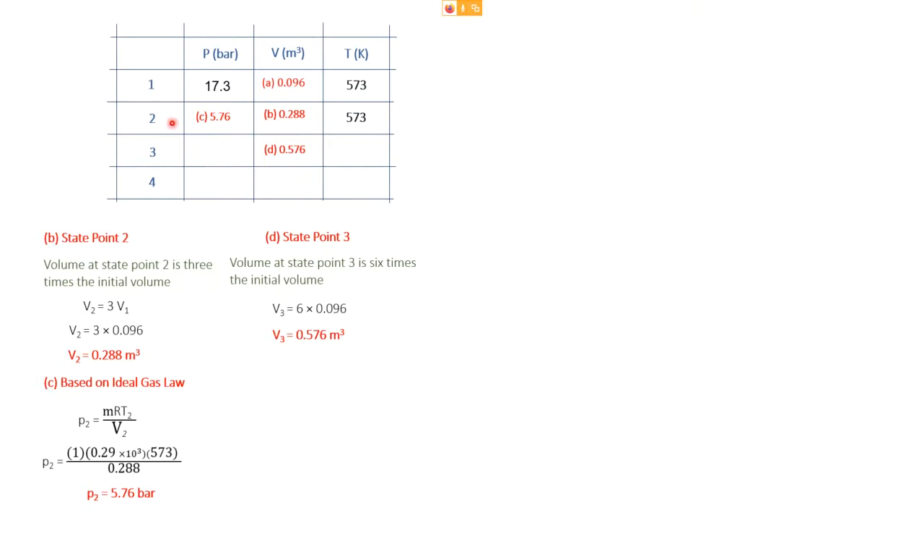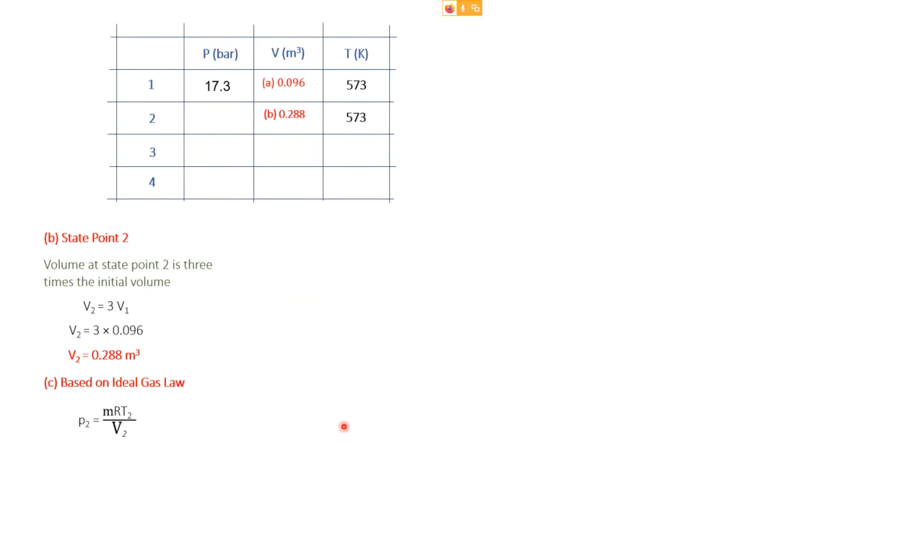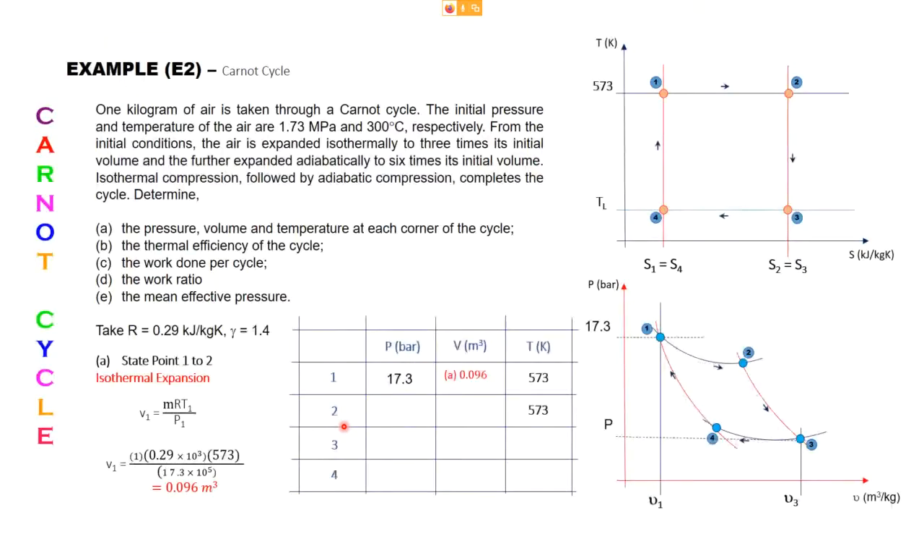Remember, 2 to 3 is an isentropic process. State point 2 to 3 is an isentropic expansion process. So you can look at the diagram. 2 to 3, you can see this is isentropic, while 1 to 2 is isothermal in this case.